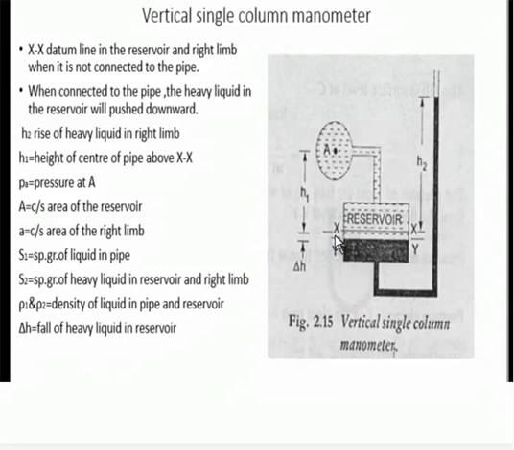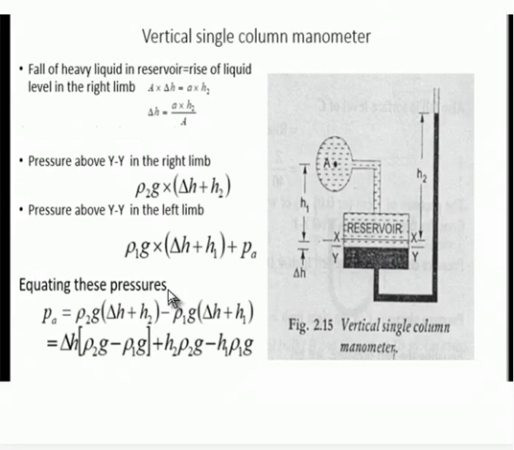That is the fall of heavy liquid in the reservoir, which is given by delta H. So these are some notations we use in the vertical single column manometer.